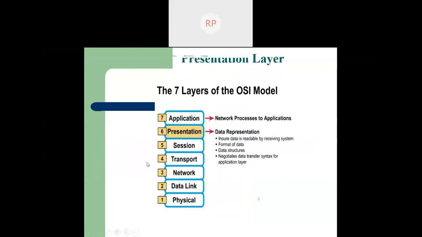Next layer is the presentation layer. The presentation layer is nothing but data presentation. Those are the responsibilities of the presentation layer. First, ensure data is readable by the receiving system: the format of data, then data structure, then negotiating the data transfer syntax for the application layer. That role is done by the presentation layer.